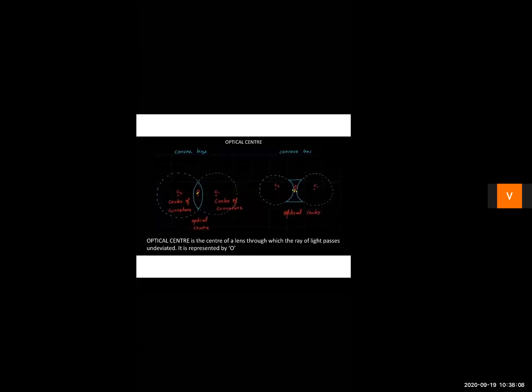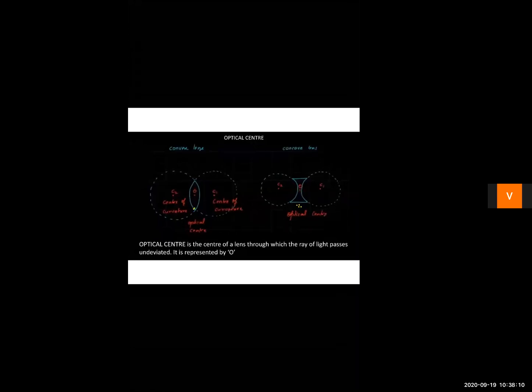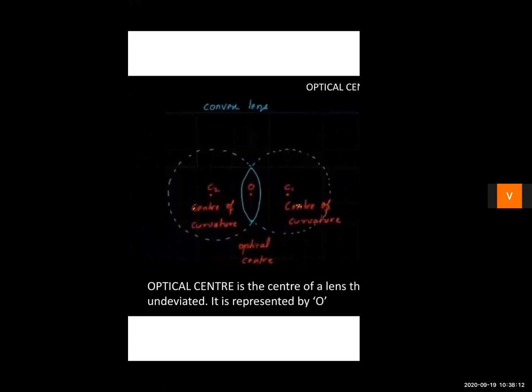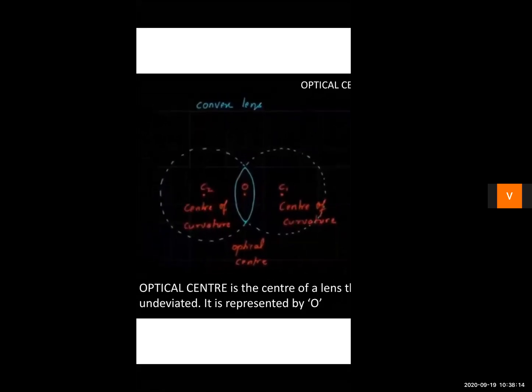For example, if I draw a ray from the optical center over here, so suppose if I draw the ray like this, then this ray which is passing through the optical center is going to pass undeviated. There would be no refraction if the light is passing through the center of the lens, that is, if it is passing through the optical center.